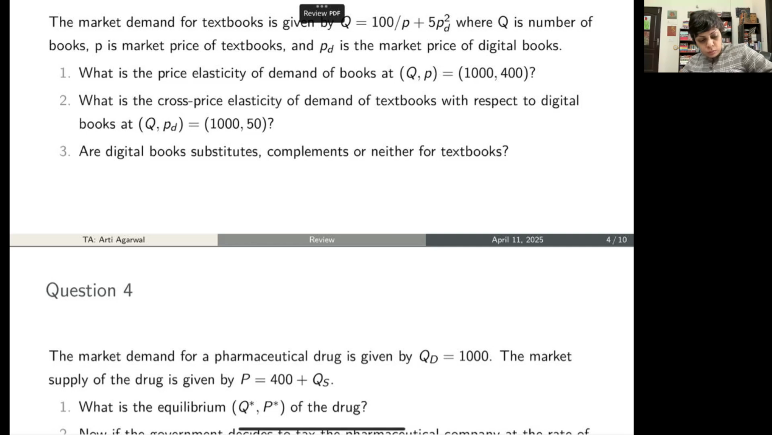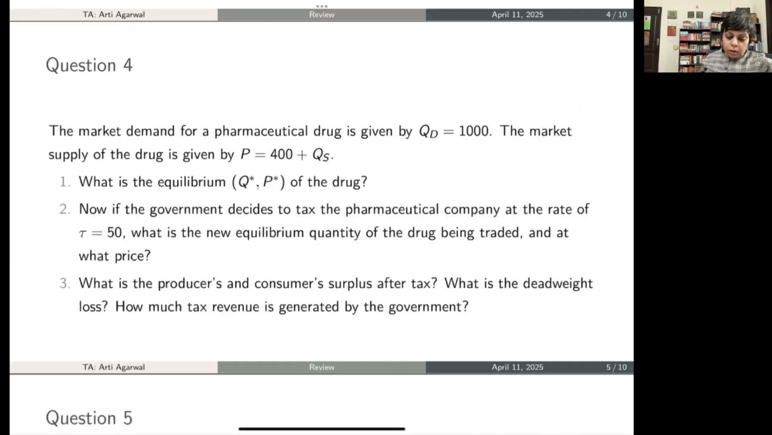Let's go to the next question. Market demand for a pharmaceutical drug is given by QD equal to 1000. The market supply of the drug is given by P equal to 400 plus QS. What is the equilibrium Q star, P star of the drug? This is actually a pretty simple question. There's not that much to calculate.